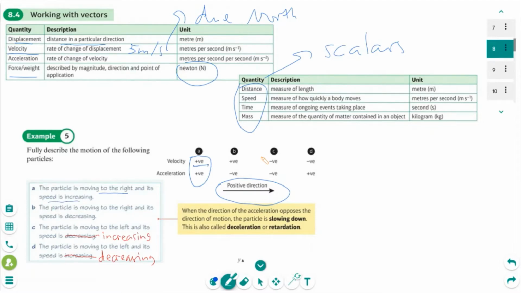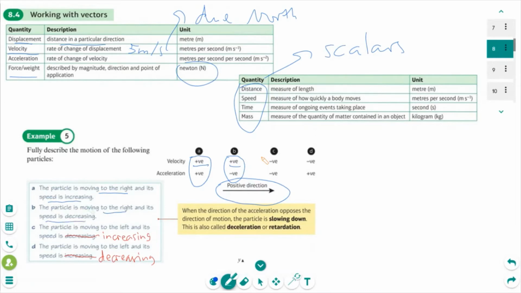Situation B, positive velocity. So again, the object is moving to the right. The acceleration is negative. That means the object is slowing down. So that means it's moving to the right, but the speed is decreasing.